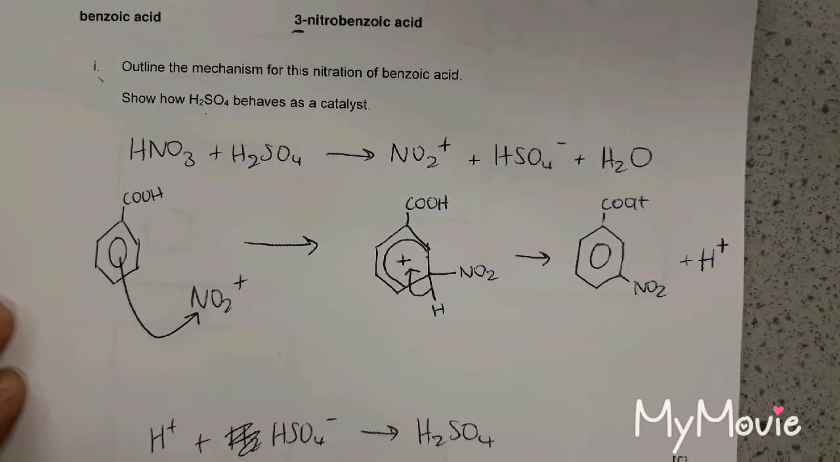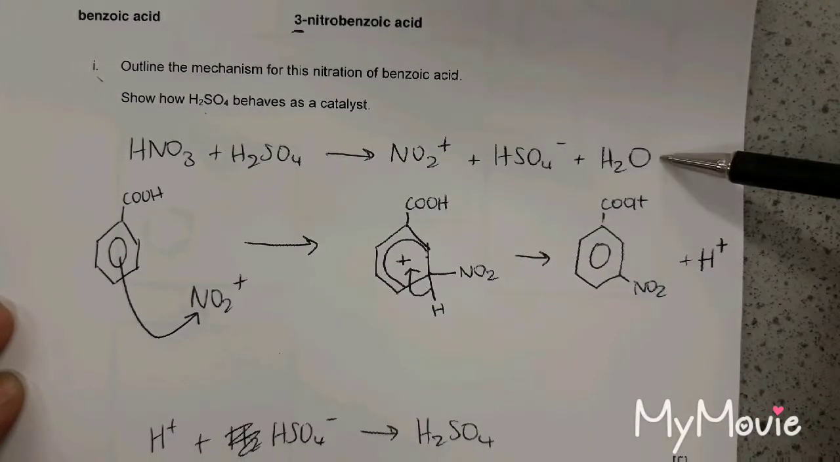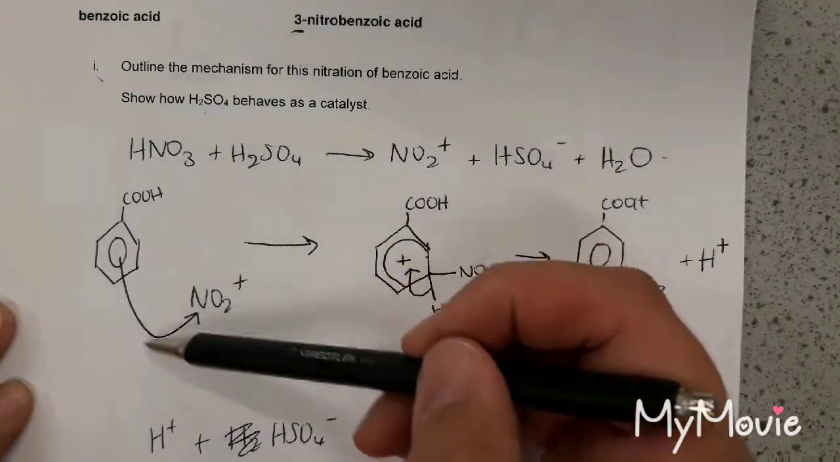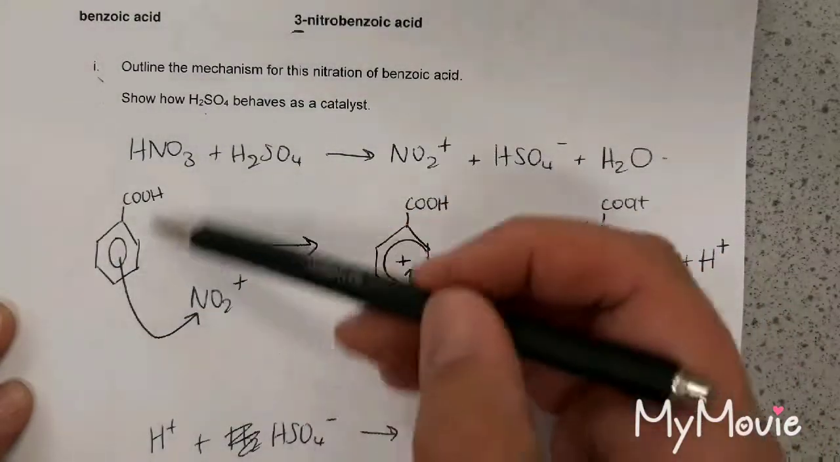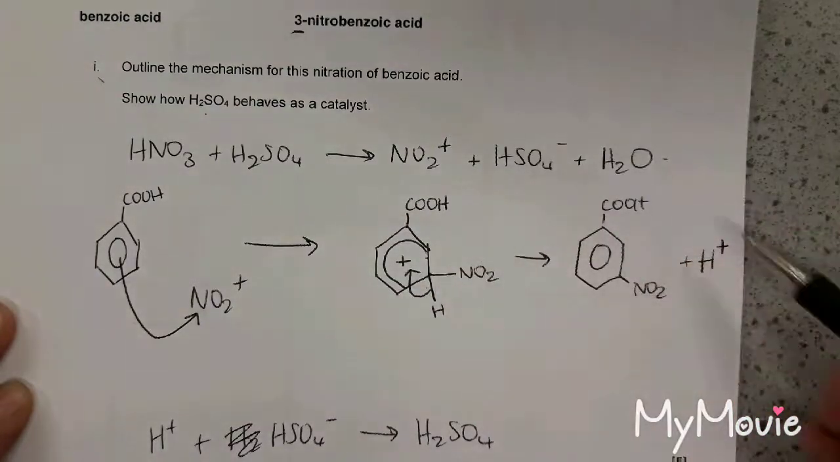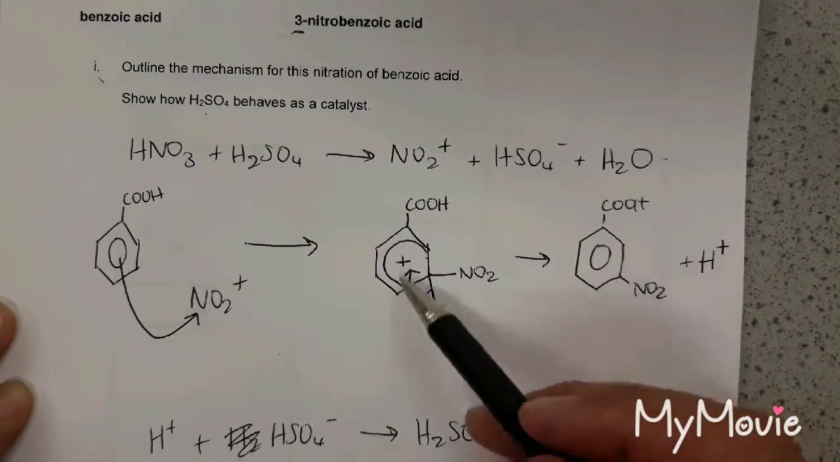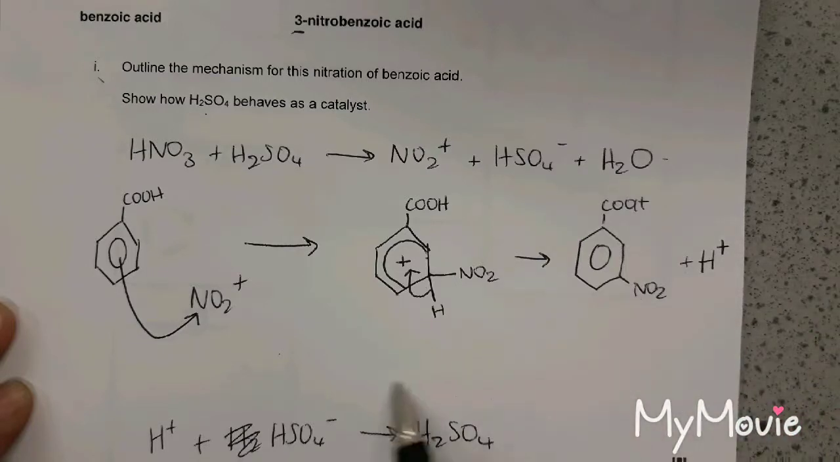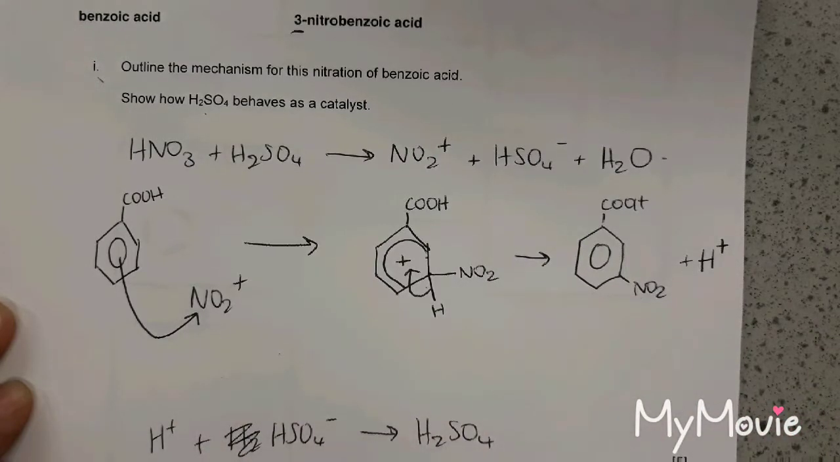Okay, there we go. 5-mark mechanism, 1 mark here for the first equation, a 2nd mark for the curly arrow here, provided you've drawn the benzene ring correctly. 3rd mark for the intermediate and the curly arrow coming back in. 4th mark for the products. 5th mark will be for your final equation there.